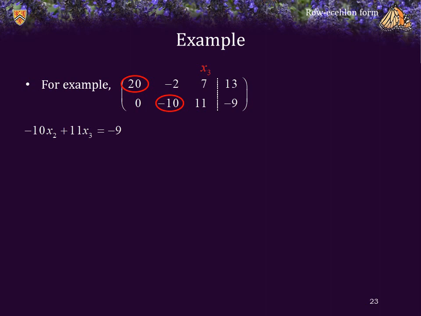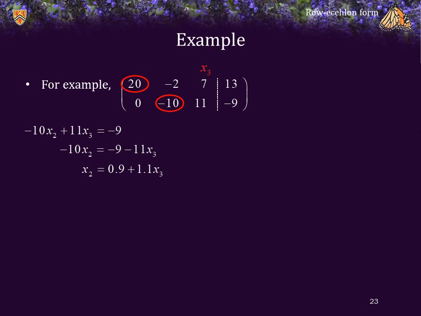Alright, the second equation now says that negative 10 times x2 plus 11x3 is equal to negative 9. But x3 is free, so it can take on whatever value it wants. So let us solve for x2 in terms of x3. Bringing 11x3 to the other side, we get that negative 10x2 is equal to negative 9 minus 11x3. Dividing both sides by negative 10, we get that x2 is equal to 0.9 plus 1.1 times whatever value x3 is given.